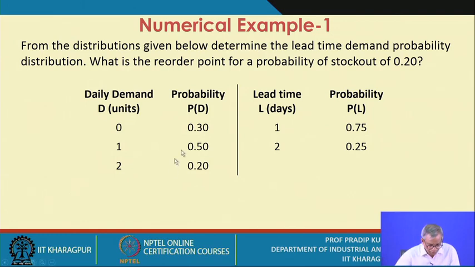Now here, for the given item, the daily demand in physical units, the notation is capital D. The daily demand could be 0, that means no demand at all. There could be demand for 1 unit, or demand for 2 units. This is just an illustrative example. At this stage you must thoroughly understand the concepts behind the inventory control systems, the problem formulation and solution.